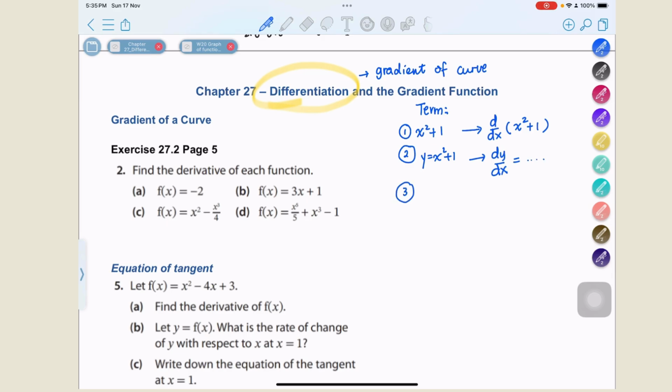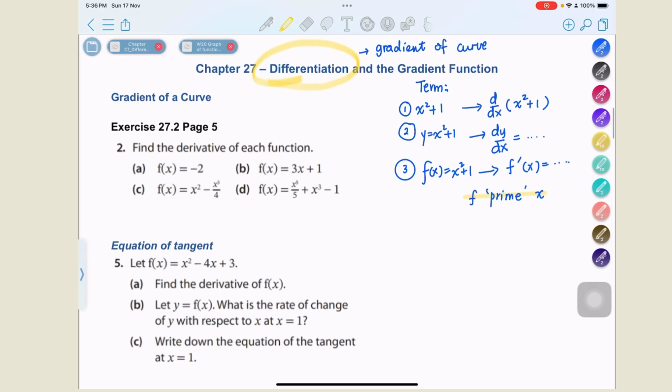Okay, third type of differentiation, probably they will give you a function f(x) equals x squared plus 1. To differentiate it, we put f prime x before we start to differentiate. So how to pronounce this? We call it f prime x. I hope you write down all these terms, how we are going to do the differentiation, before we start to do differentiation. Okay, generally, what is the formula of differentiation?